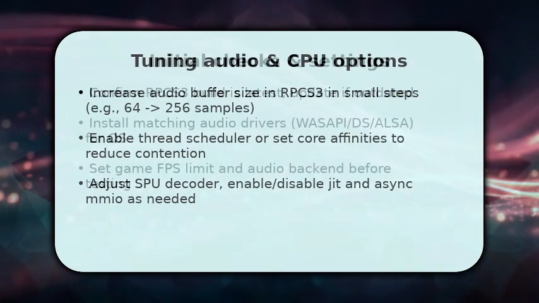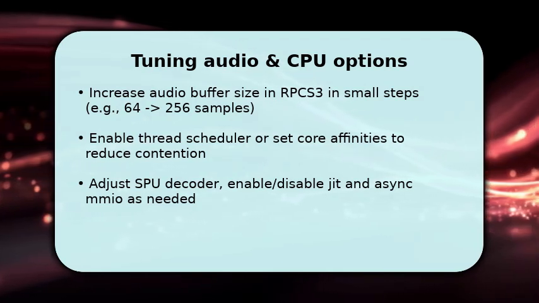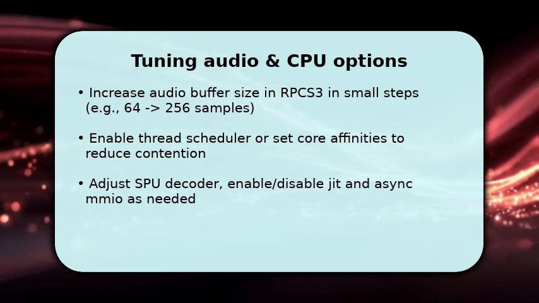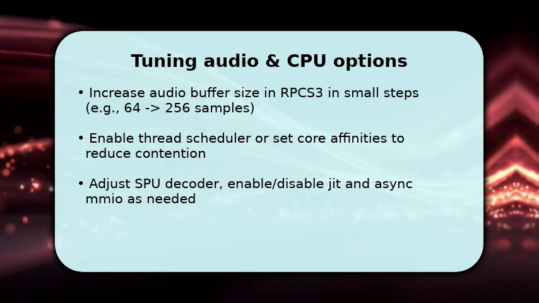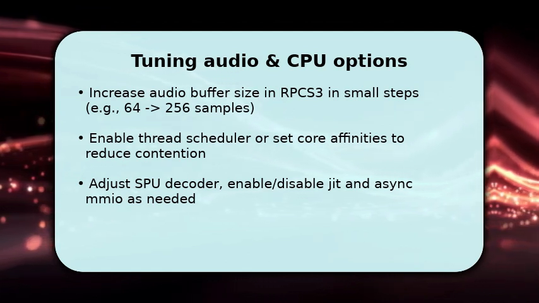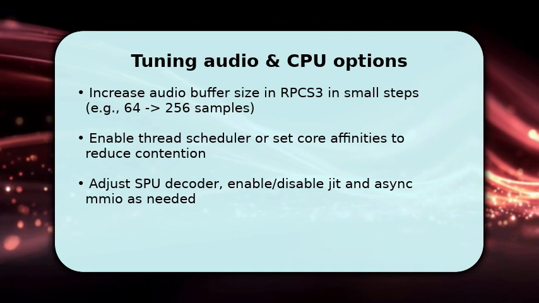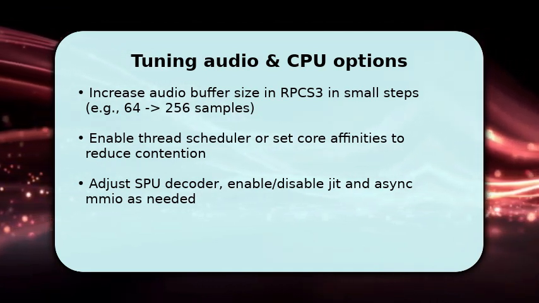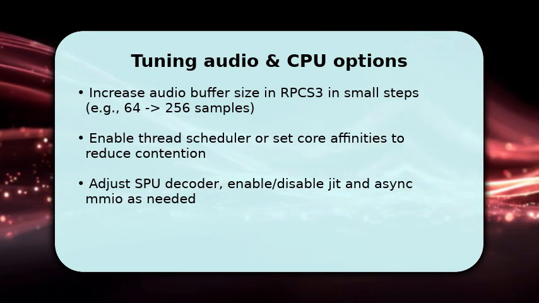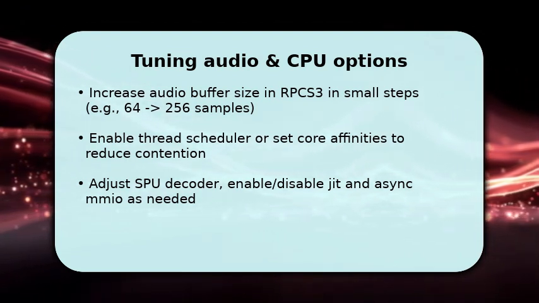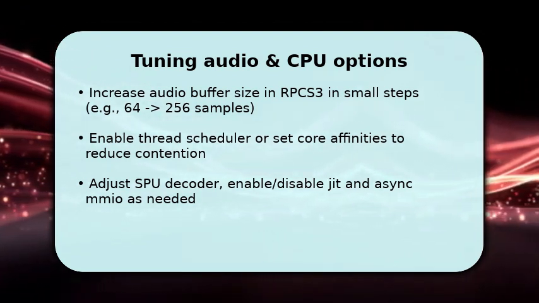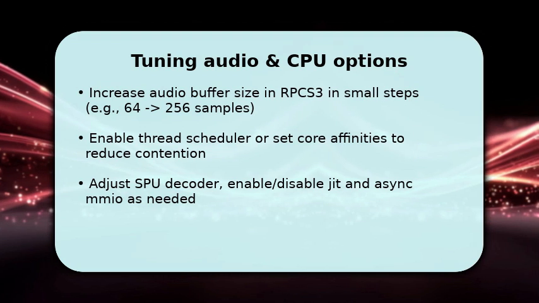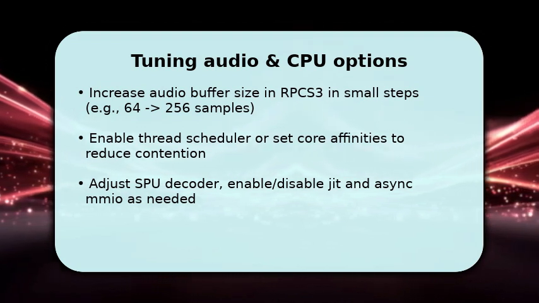Next, you tune audio and CPU interaction. Raise the audio buffer gradually, try 64, 128, then 256 samples, because larger buffers reduce underruns but add latency. Simultaneously, configure RPCS3 thread scheduler or set CPU core affinity to isolate the emulator threads and avoid OS interrupts. Once stable, test different SPU decoders and toggle JIT or async memory mapped I/O. Some games prefer interpreter paths to stop micro stutters.